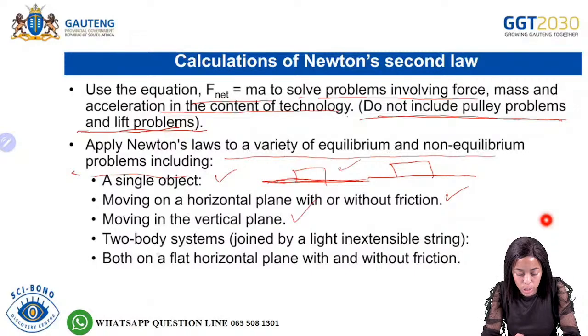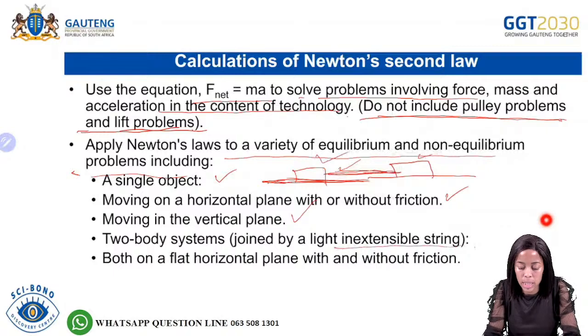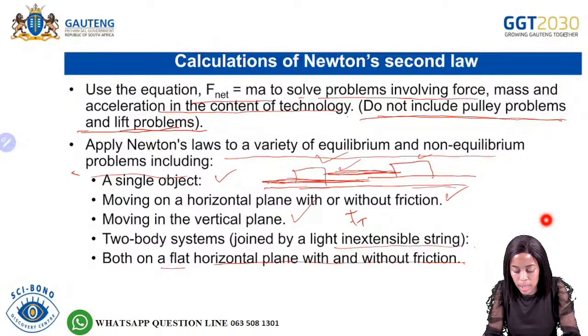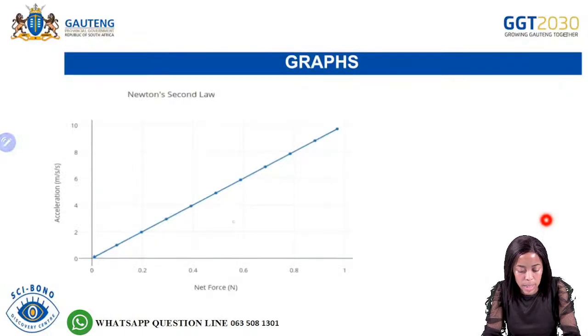And then we can have a two-body system which is joined by a light inextensible string. So we can have two objects which are joined by a rope. Remember, rope is represented by tension, capital letter T or capital letter F and capital letter T. And then the last one, it says both on a flat horizontal plane with or without friction. So just a similar scenario again, on a horizontal plane with or without your friction. Then the next one is you need to know the graphs.